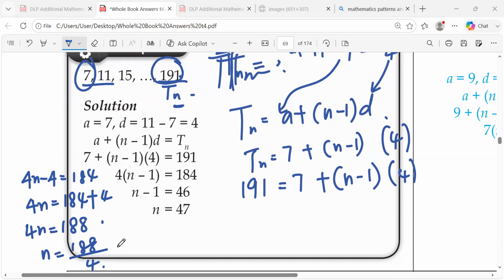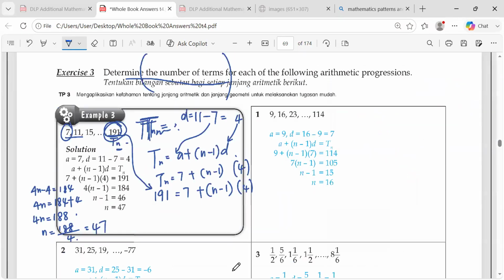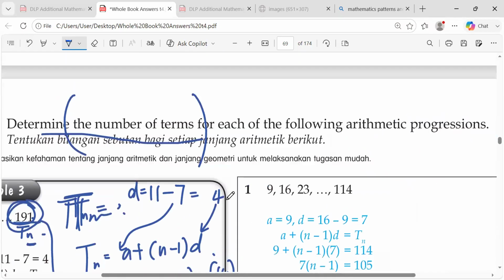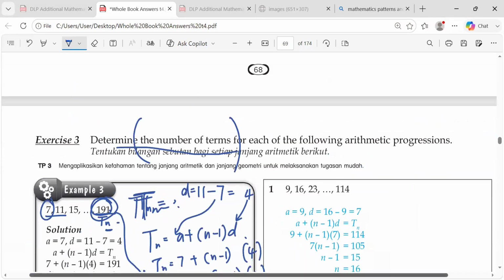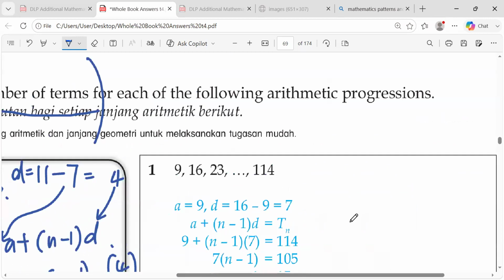I get 47. So the first thing, substitute the A, substitute the D, and then substitute the n terms, sebutan yang ke n. Okay, and then you just expand it. Okay, same. Find the numbers of terms. So try to find it out.